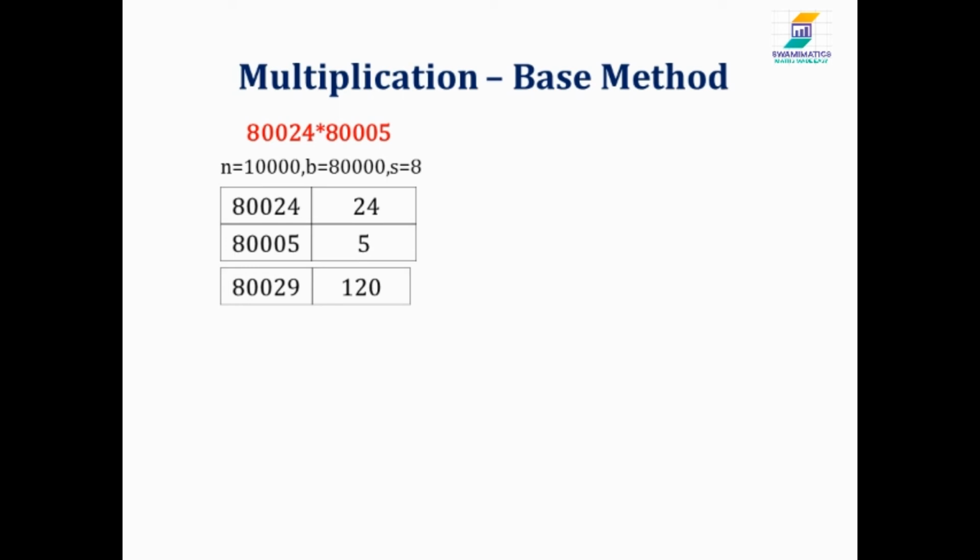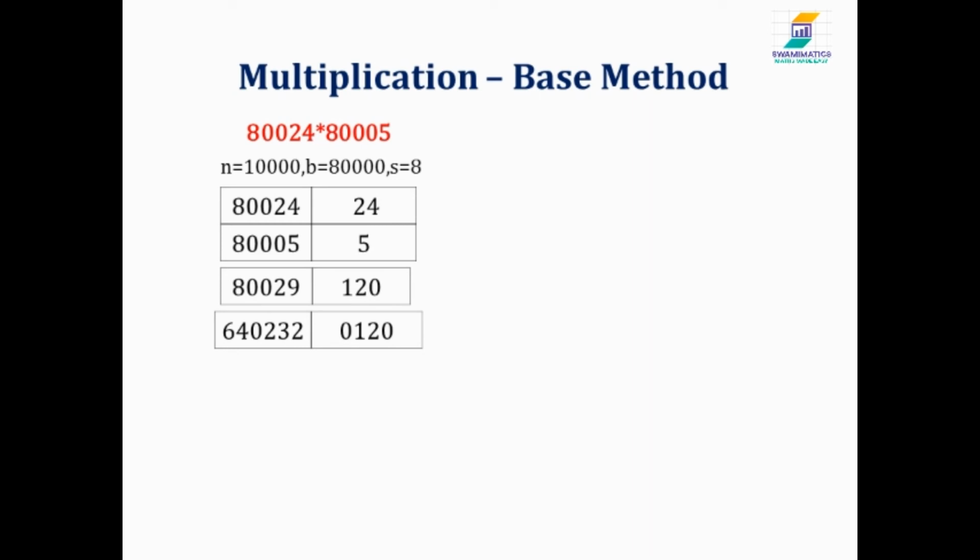Now the sub base is more than 1. So we need to multiply 80029 by 8, which becomes 640232. Again, this is multiplied in my mind. 80,000 into 8 is 640,000. 29 into 8 is 232. So if you practice it, you can do it in your mind.